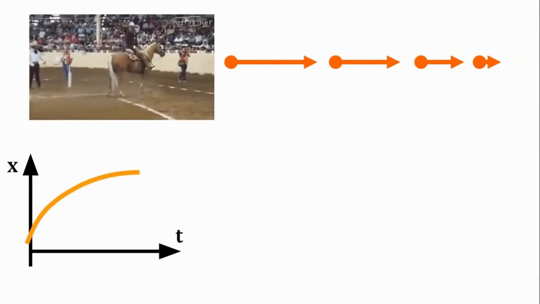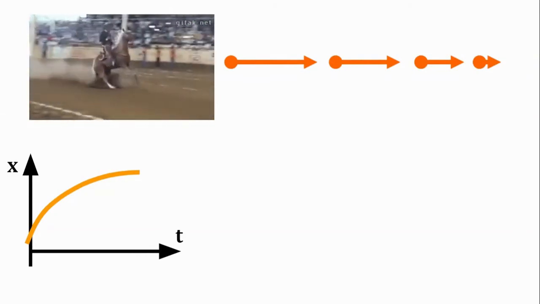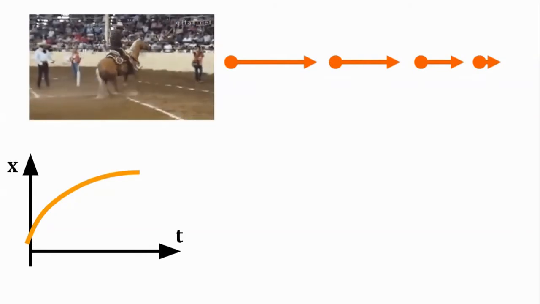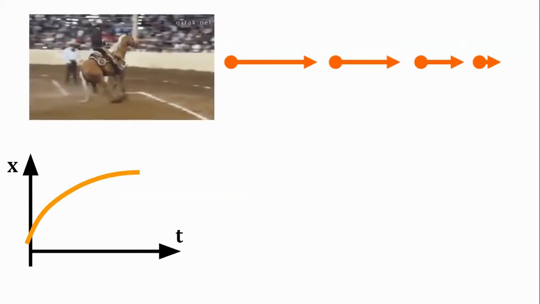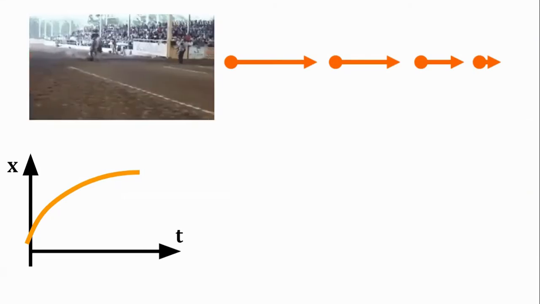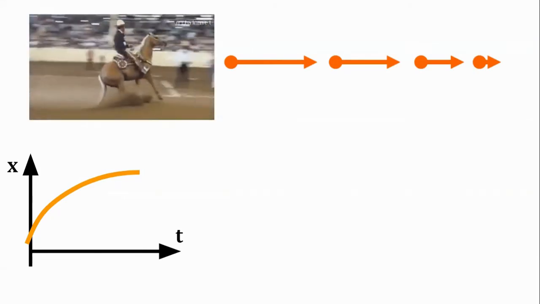Perhaps you drew a motion graph. This graph of position versus time shows an object that's slowing down. Notice that the slope is not constant. The slope is constantly getting smaller as the velocity gets smaller.